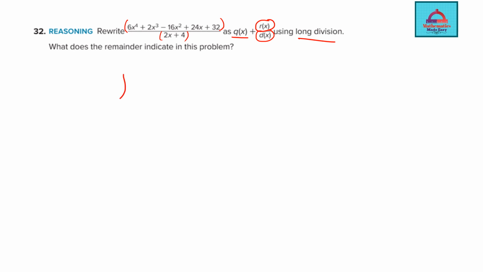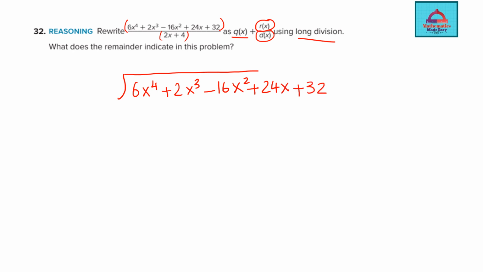For that, you are going to write them in a particular way. Inside comes the big one, which is the numerator. I just copied it from the question. And when you write this, make sure it is in standard form, that means it is in decreasing powers. Then outside, I write the denominator, which is 2x plus 4. Now we are going to divide using long division one step at a time, to get our remainder, quotient, and so on.